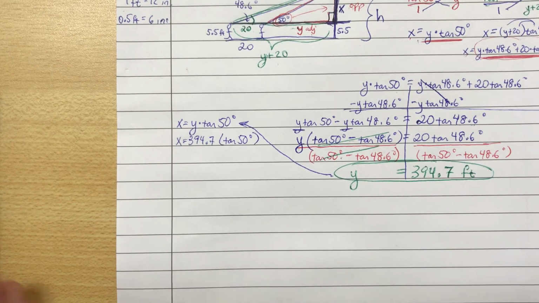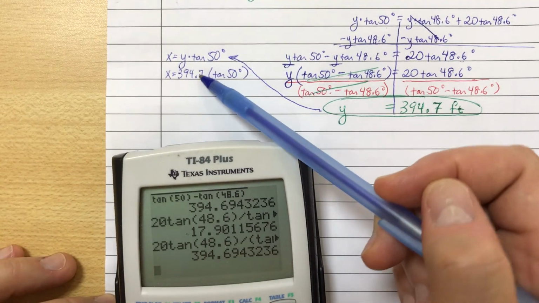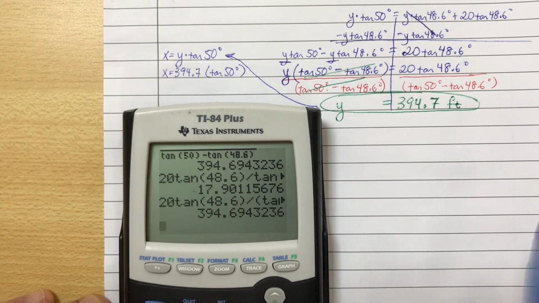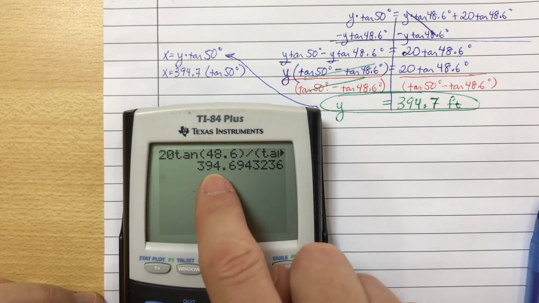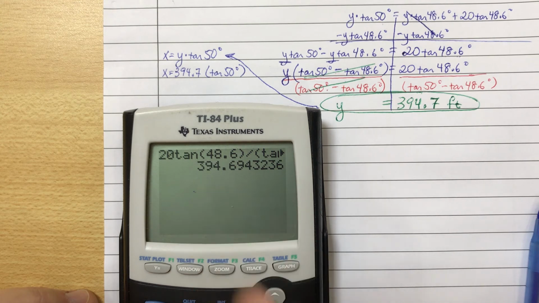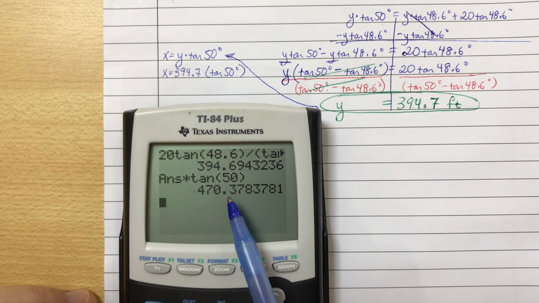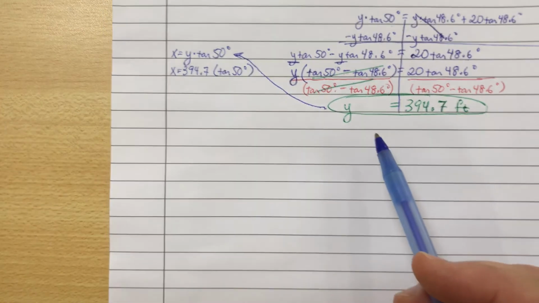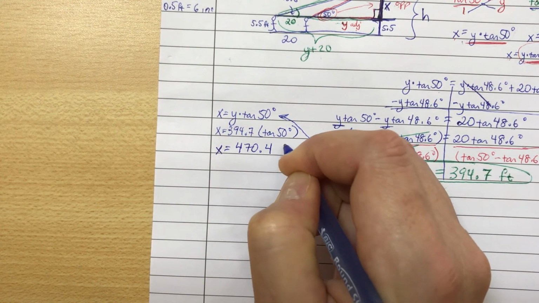Well, I don't need the parentheses there, but that's okay. Now again, I've rounded when I write 394.7. However, when I make my final calculation on my calculator, I will use the previous answer, 394.6943236. I want to be as exact as possible. So I can take that answer times tangent 50, and we get 470.4, I'll round that to the tenths place, feet. 470.4, that is x, 470.4 feet.